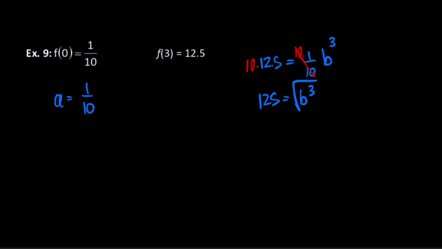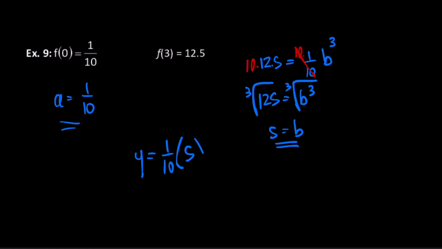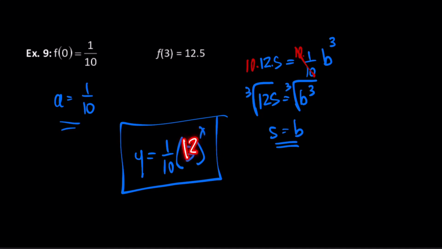You should be able to do this without a calculator. The cube root of 125 is 5. There's your value of b. There's your value of a. So this equation is y equals 1/10 times 5 to the x. Might be a little bit more challenging here to check. Let's see. Plug in a 3. So 5 cubed is 125. That's not too bad. 125 divided by 10, 12.5. Got it.